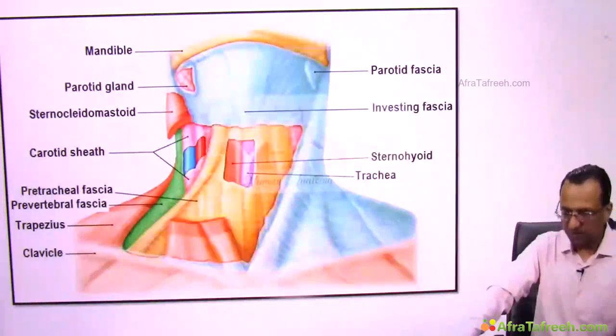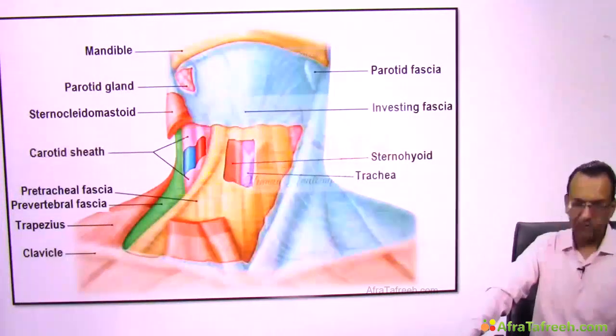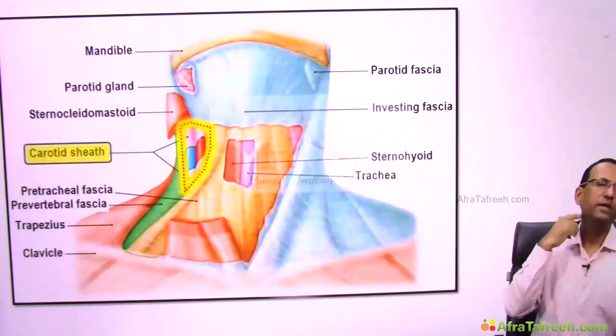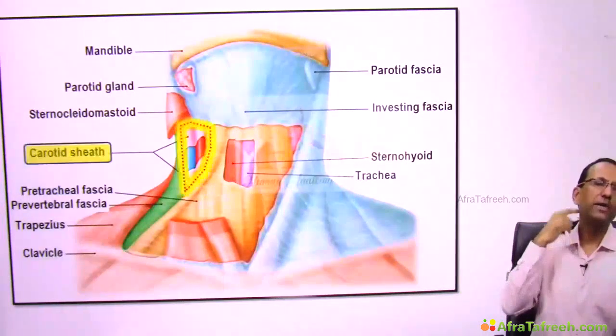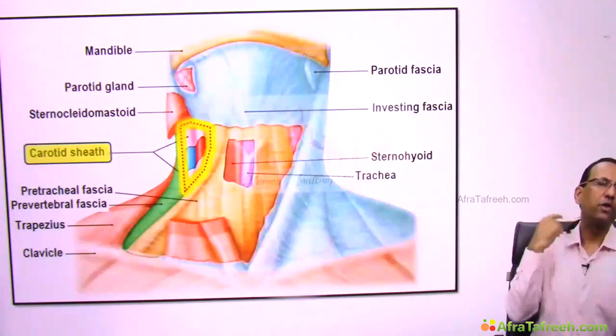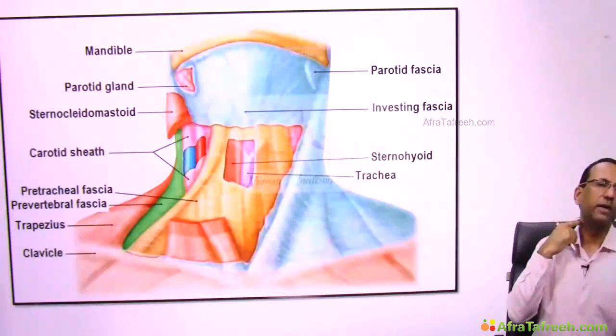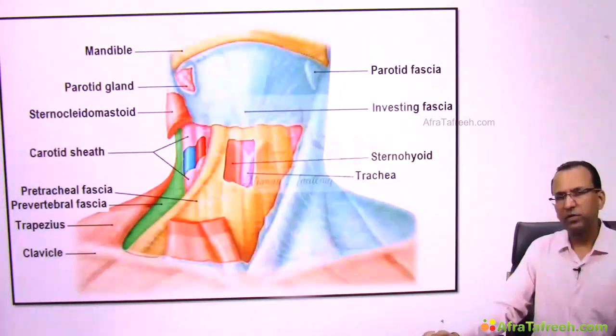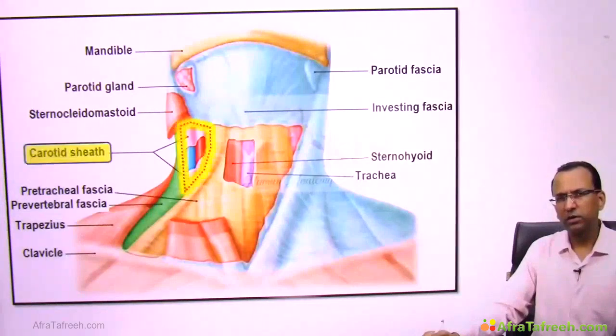Right. What is this? This is the carotid sheath with the carotid artery. Which carotid artery? Common carotid artery, internal carotid artery medial, and internal jugular vein lateral. And behind the two is the vagus nerve, covered by the carotid sheath in the carotid triangle.